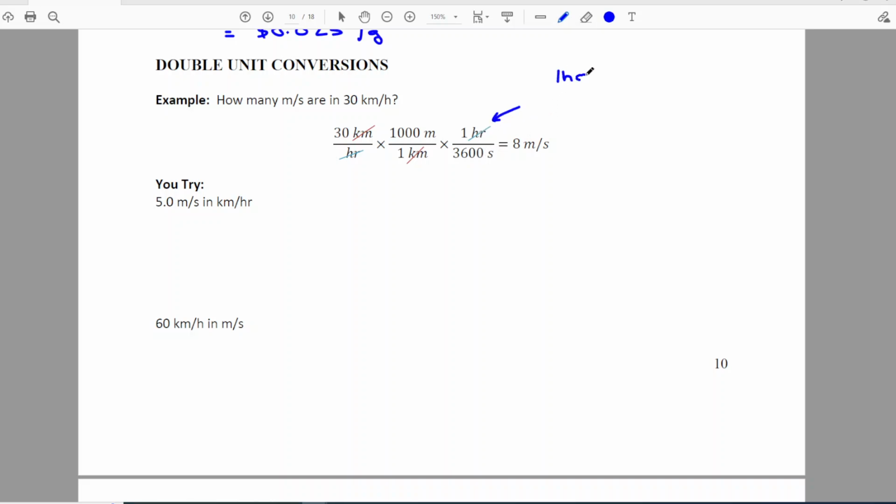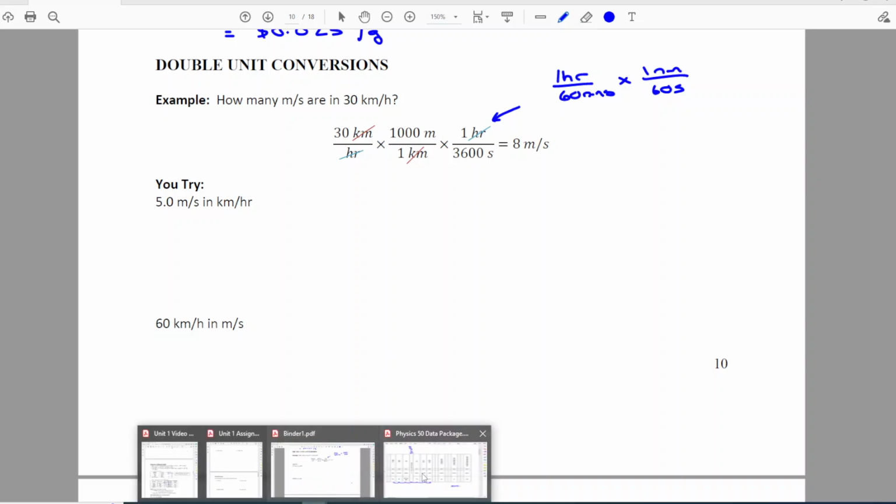Maybe you know that 1 hour is 60 minutes, and then maybe you know that 1 minute is 60 seconds. So what we do is we just do that all in one. We say that 1 hour is 60 times 60, or 3,600 seconds. That might be something that you want to write on your formula sheet.